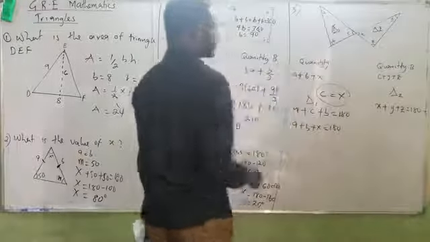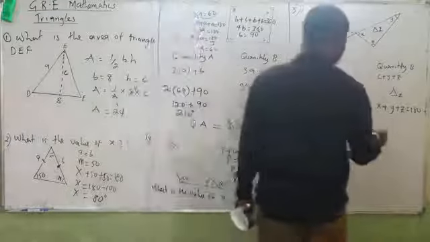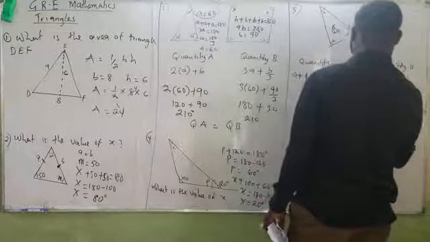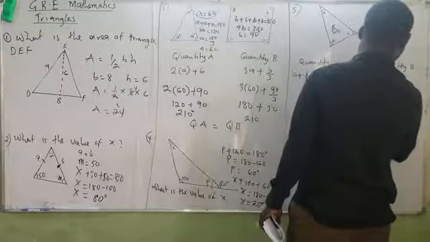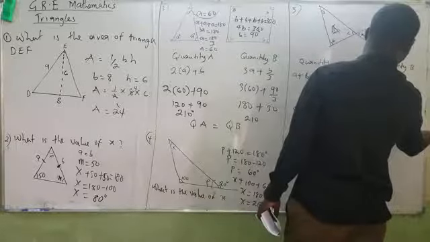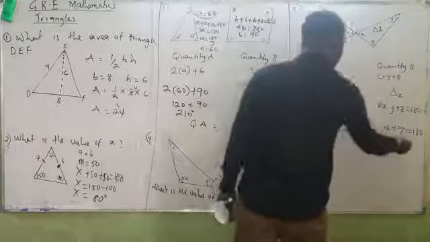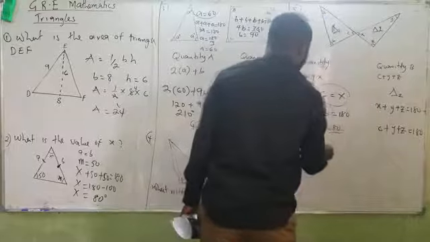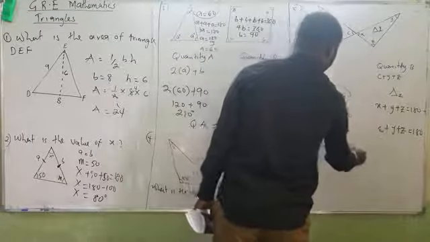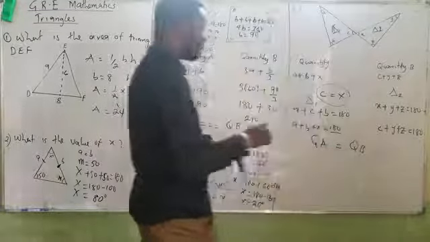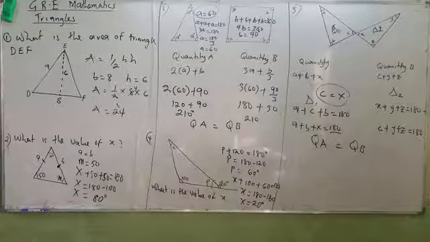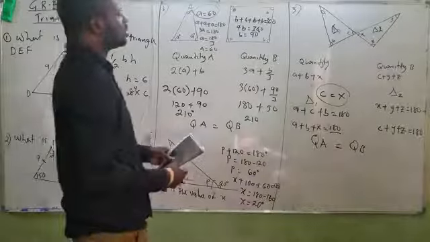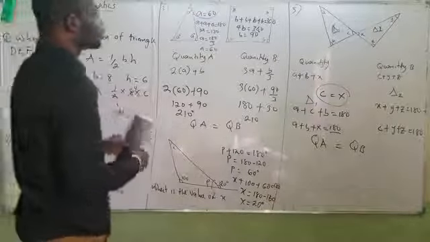Since this is equals to this, and, okay, it's not X this time around, C plus Y plus Z can be equals to 180. And both of them are equals to 180. It means quantity A is equals to quantity B. That is all about that. Quantity A equals to quantity B. Now, that is what you need to know on this question number 1 to number 5.